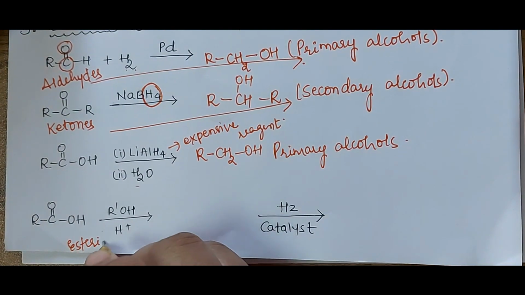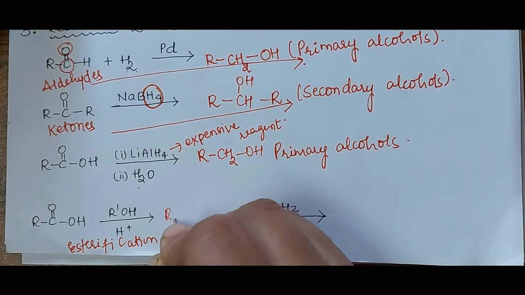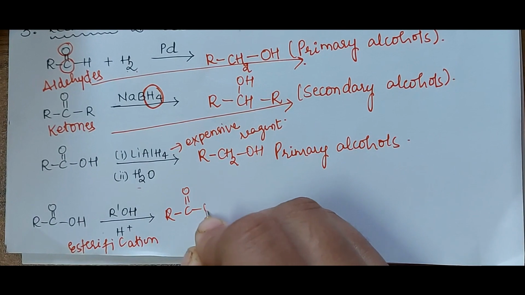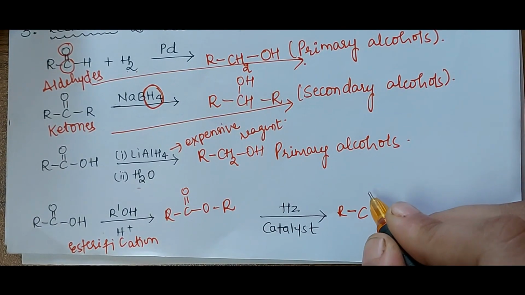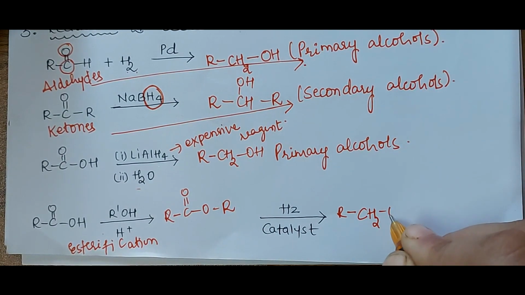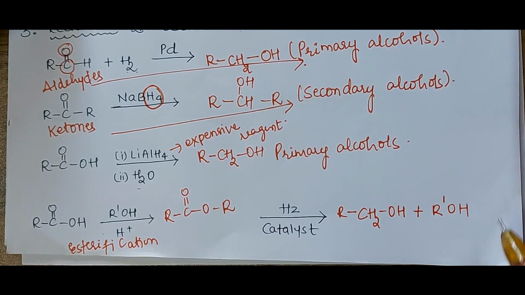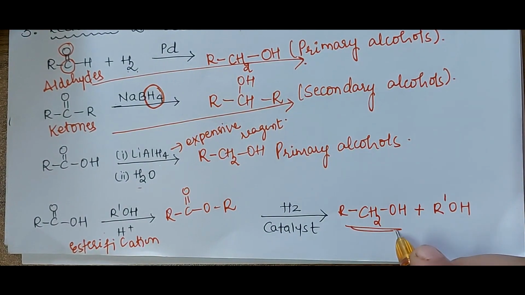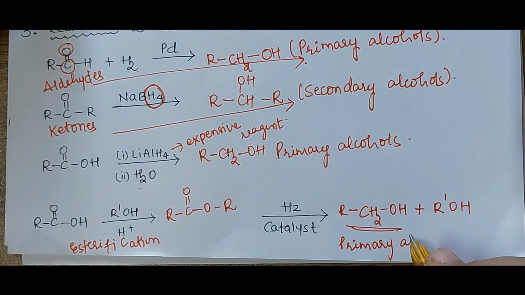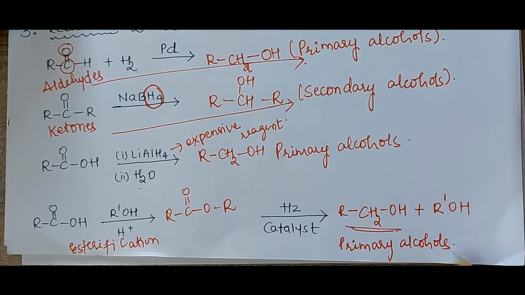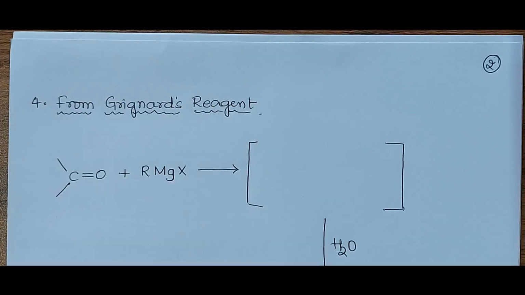So when esterification reaction occurs, that is by making use of a monohydric alcohol, we get the product as ester. And this ester on addition of hydrogen results in the formation of primary alcohol, giving back the alcohol which was used in the esterification reaction. Hence this is an industrially used process which gives you primary alcohol from carboxylic acid, not directly but by first carrying out esterification and then hydrogenation. So this was regarding the preparation of primary alcohol from carboxylic acid.